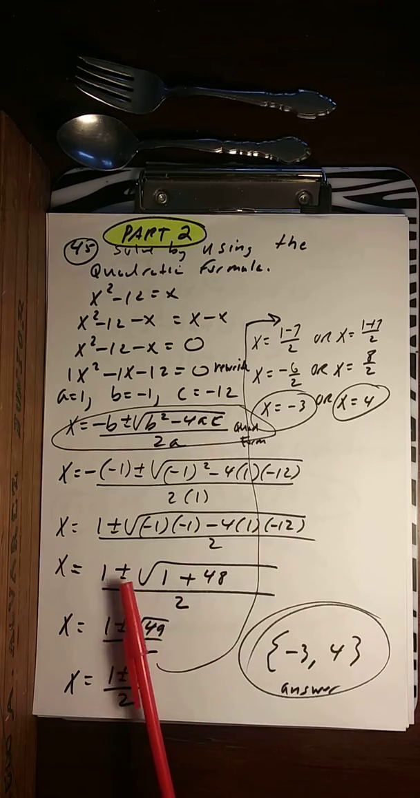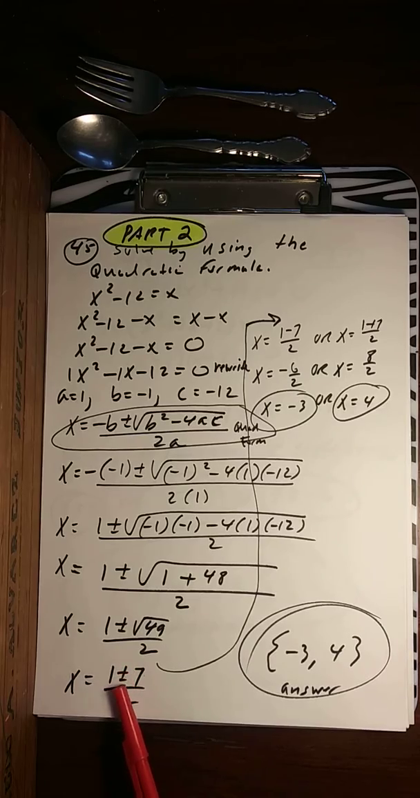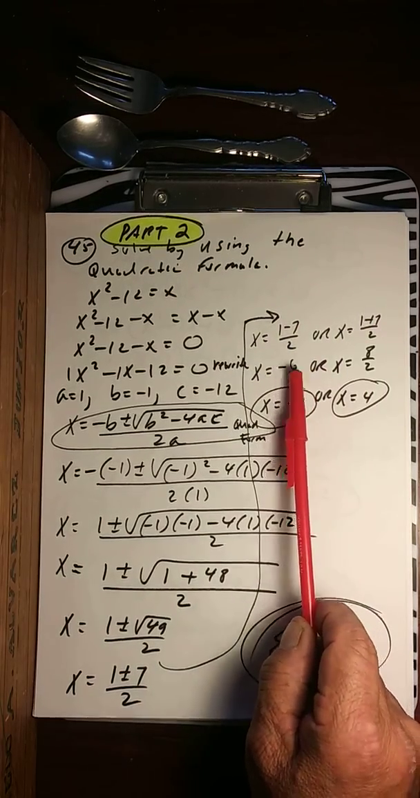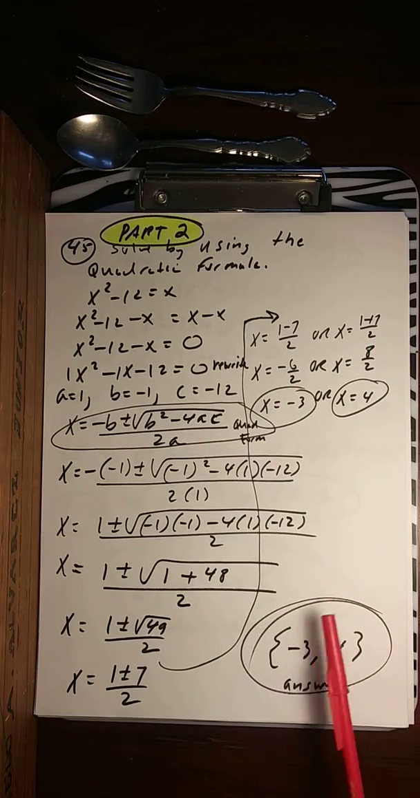So we have 1 plus or minus the square root of 1 plus 48, which is 49. The square root of 49 is 7. So we have 1 plus or minus 7. So 1 minus 7 over 2, and 1 plus 7 over 2. This is going to be negative 6 over 2, which is negative 3. This is going to be 8 over 2, which is 4. So we have negative 3 and 4.